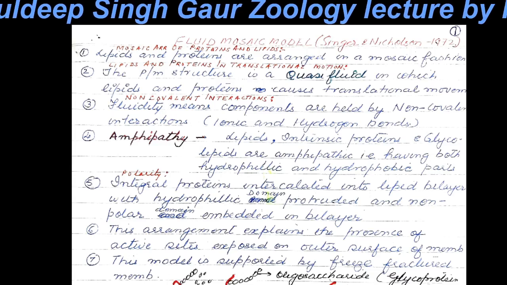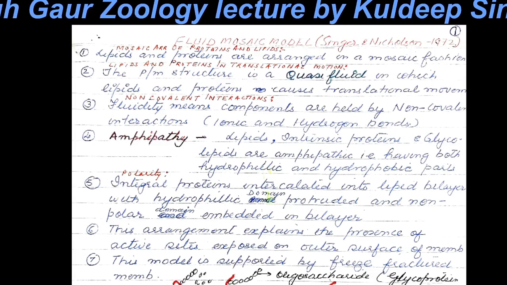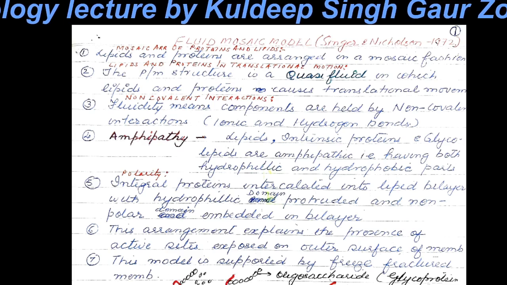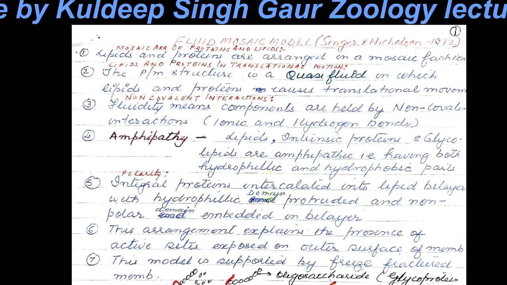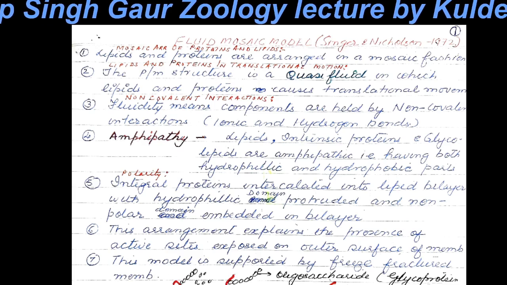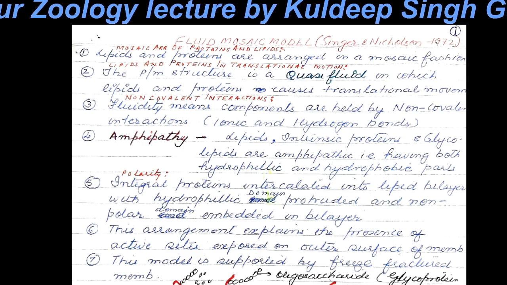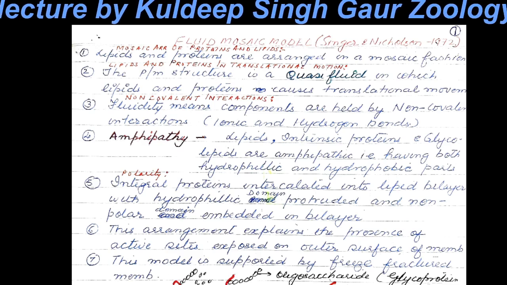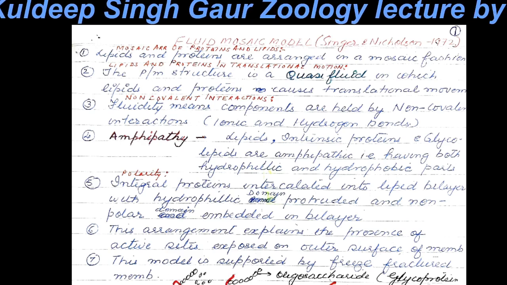Dear students, today we are going to study the fluid mosaic model of the plasma membrane. Various models have been put forward to explain the structure of the plasma membrane, and the most acceptable one is the fluid mosaic model, which was put forth by Singer and Nicolson in 1972. Now, what is the structure of this plasma membrane?